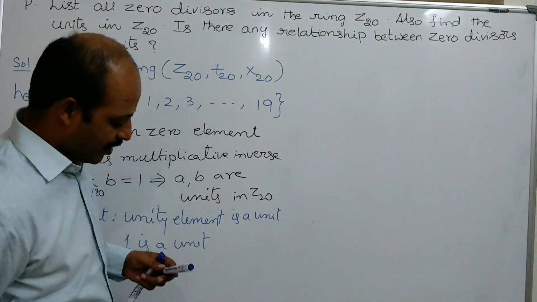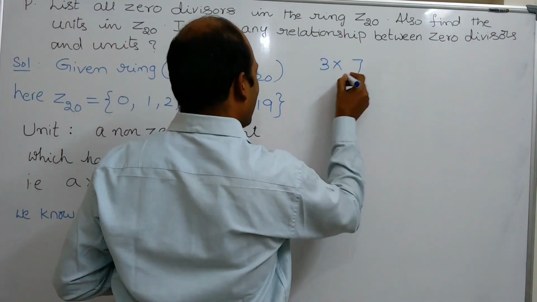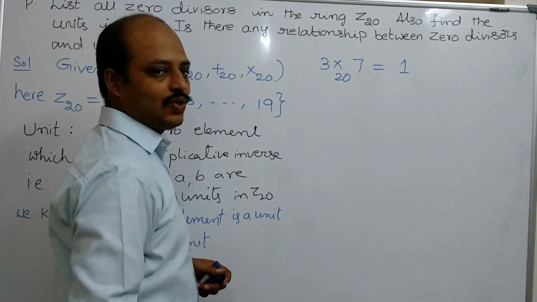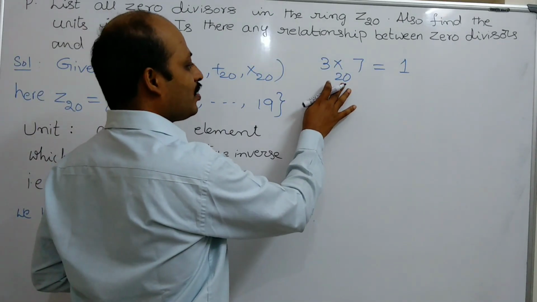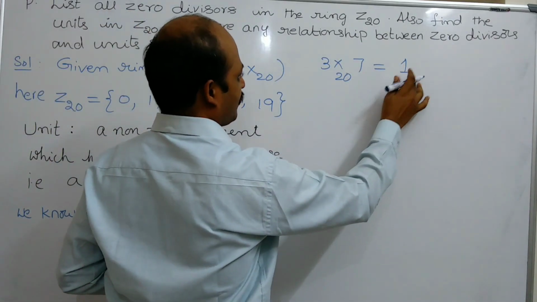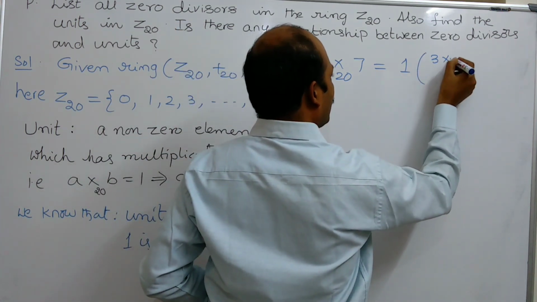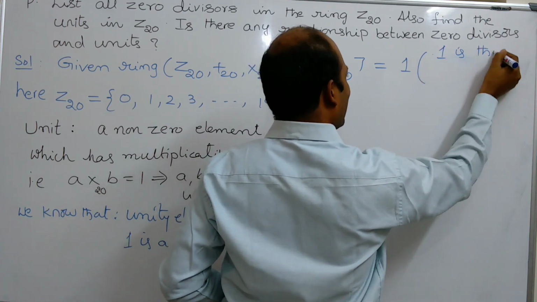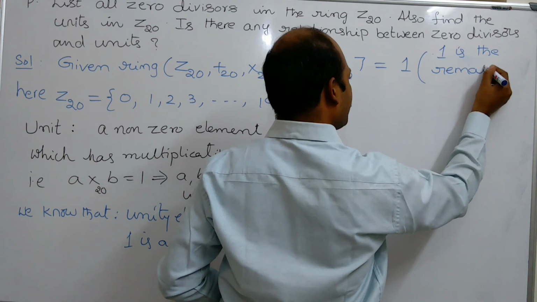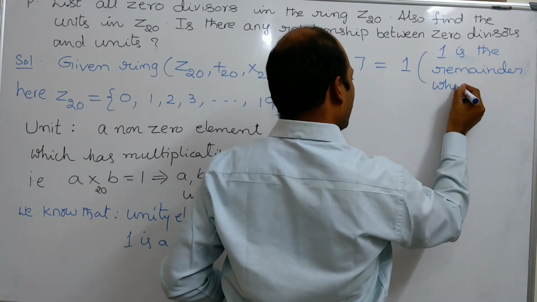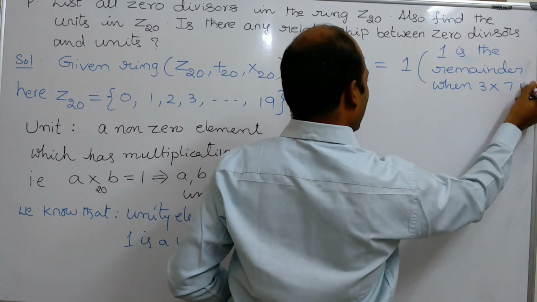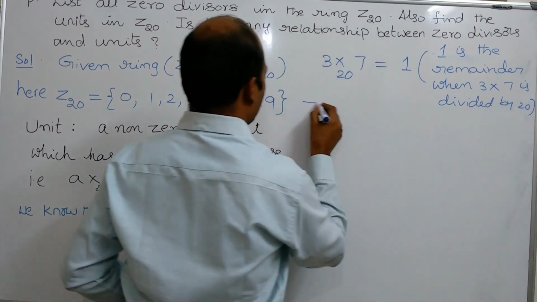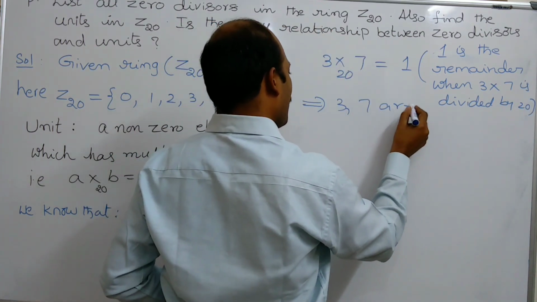Let us take 3 into 7, multiplication modulo 20. You get 1. 7 3s are 21. If you divide by 20, you get remainder 1. 3 into 7, 1 is the remainder. What is this? 1 is the remainder when 3 into 7 is divided by 20, which implies 3 and 7 are units.